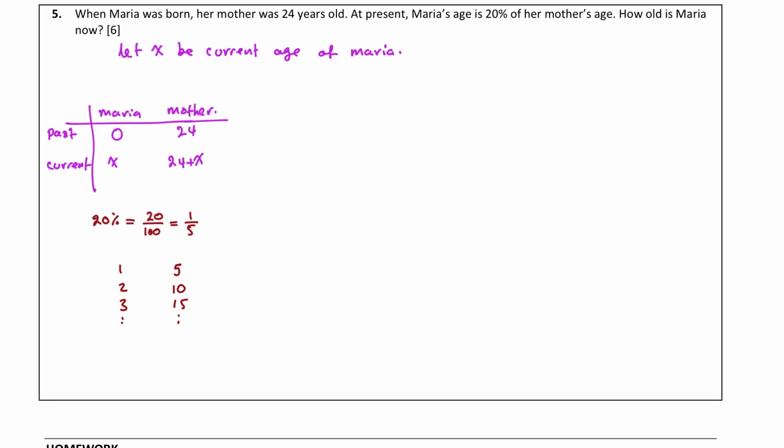One is that we know that her mother is 5 times her age currently, or we can also write that as that she is 1/5 of her mother's age. So I can get two pieces of information from this. I can either say that currently Maria is 1/5 of her mother's age, which is 24 plus x, or I can say that her mother is 5 times her age, which is x.